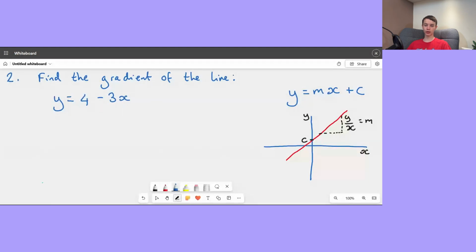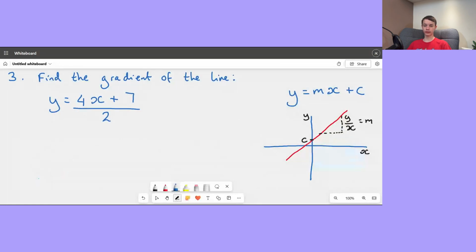Our second question is find the gradient of the line y equals 4 minus 3x. Now, this isn't in the form y equals mx plus c, but it's close enough, because it's minus 3x. So really it's y equals minus 3x plus 4, it's just they haven't written it like that, so that we don't lose the minus. So the gradient is minus 3.